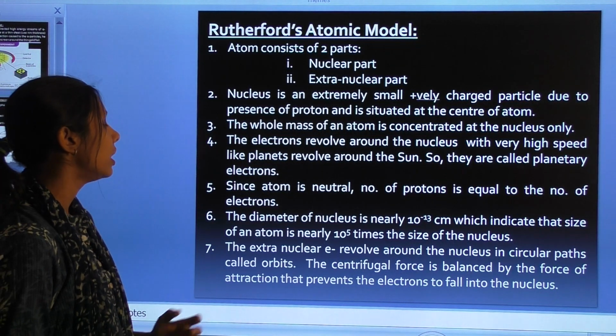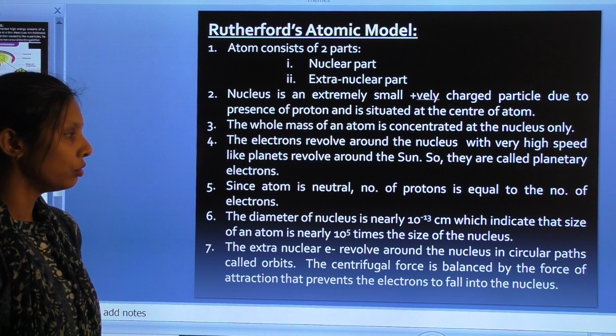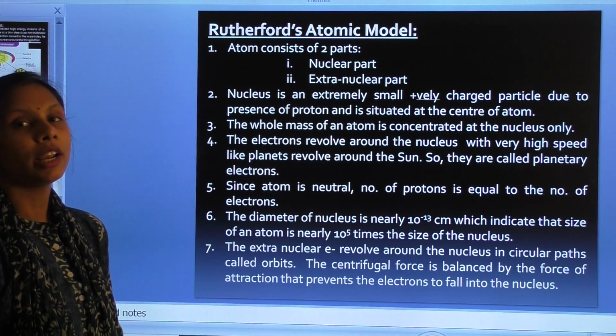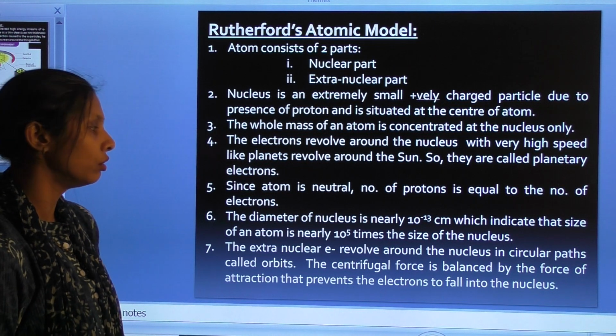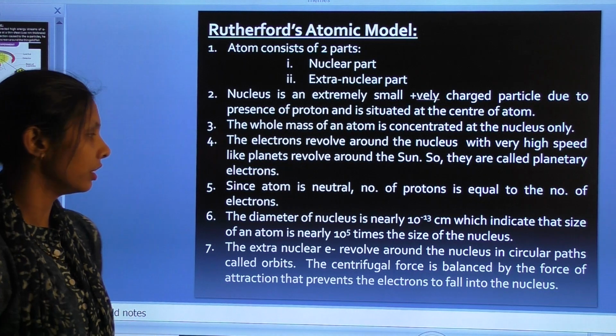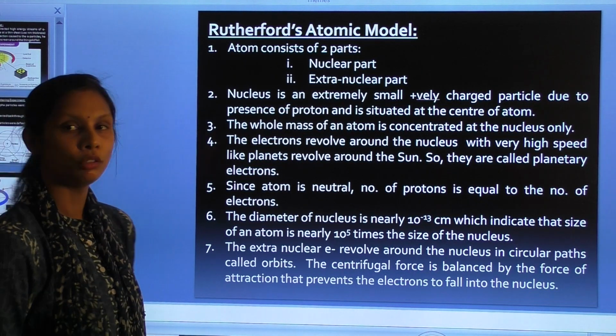And number 7, the extranuclear electrons revolve around the nucleus in circular paths known as orbits, and the centrifugal force which arises due to the revolving of electrons in the circular orbits is balanced by the force of attraction between the nucleus and the electrons, which prevents the electrons from falling into the nucleus.